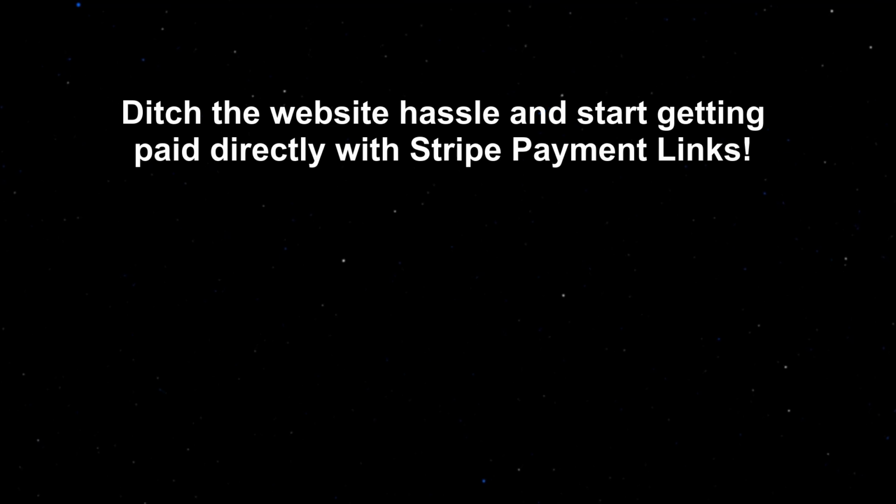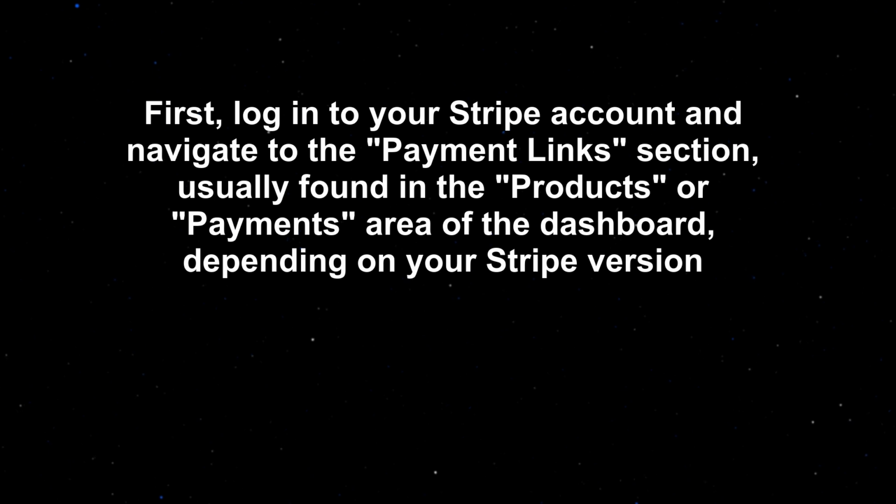Ditch the website hassle and start getting paid directly with Stripe payment links. First, log into your Stripe account and navigate to the payment links section, usually found in the products or payments area of the dashboard, depending on your Stripe version. Click the Create Payment Link button to start building your link.